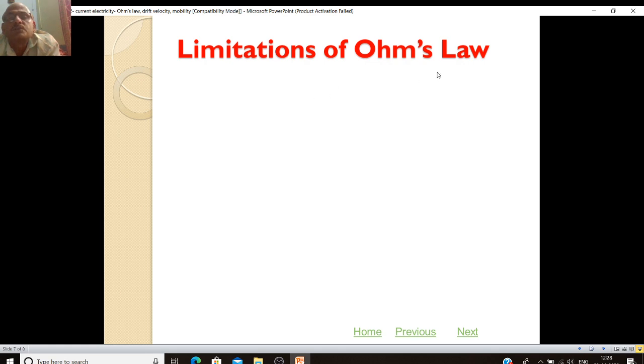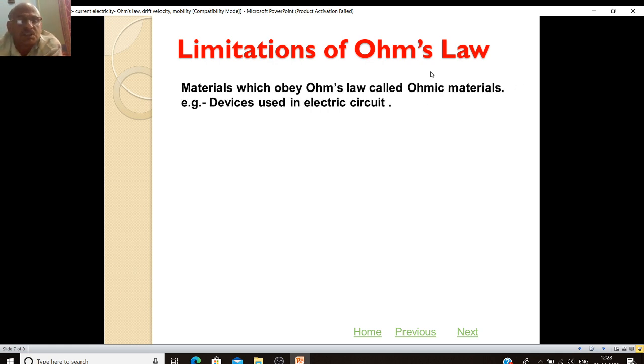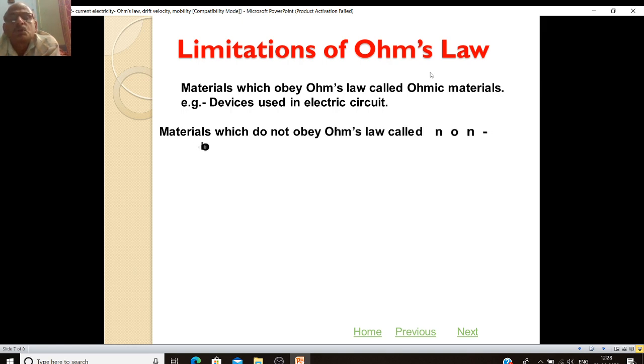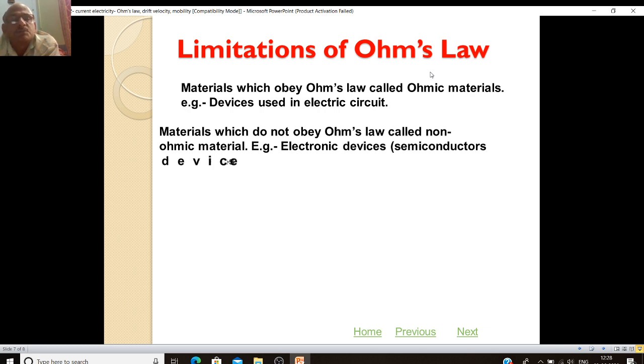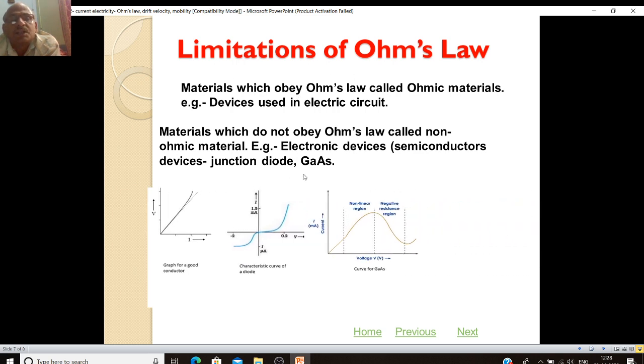Now the limitations of Ohm's law. Materials which obey Ohm's law are called ohmic materials. The devices used in electric circuits, especially metal, are ohmic materials, and the materials which do not obey Ohm's law are called non-ohmic materials. For example, electronic devices. About electronic devices, we will learn in the chapter semiconductors. So here, that is the junction diode, gallium arsenide.